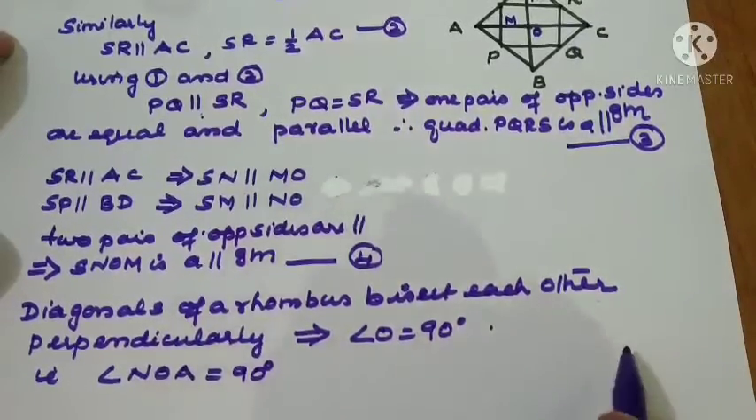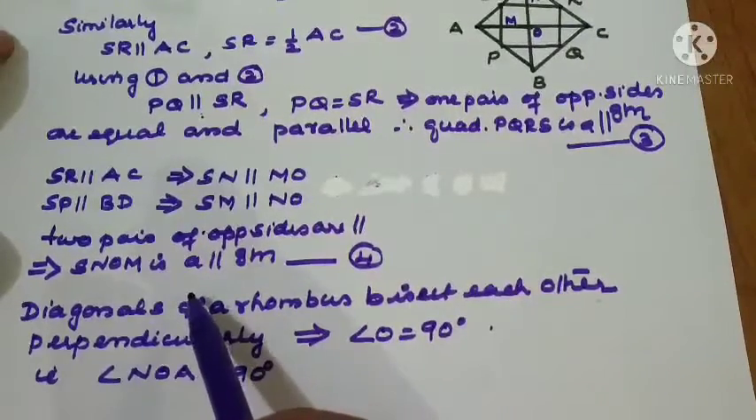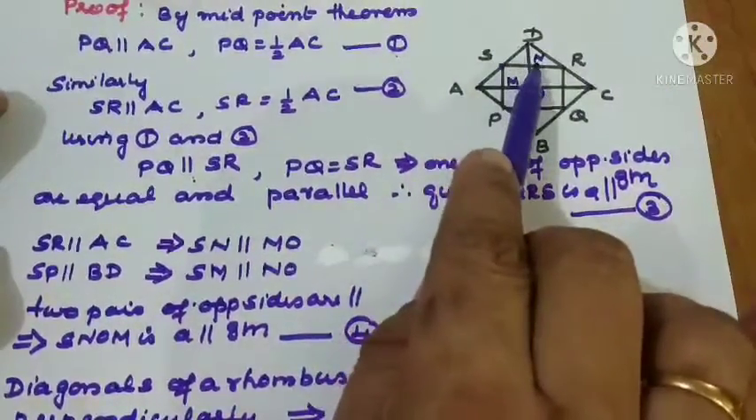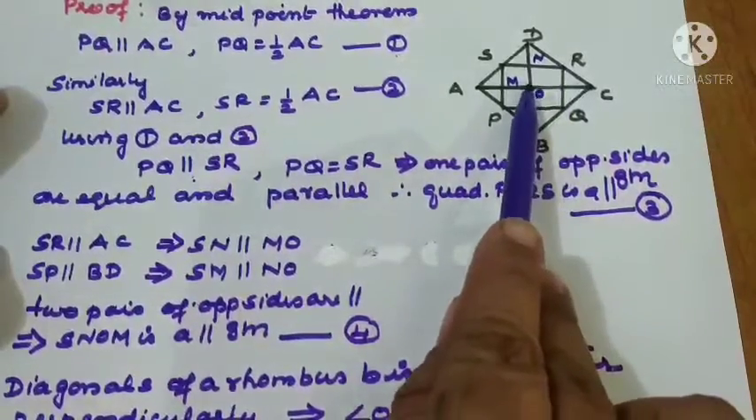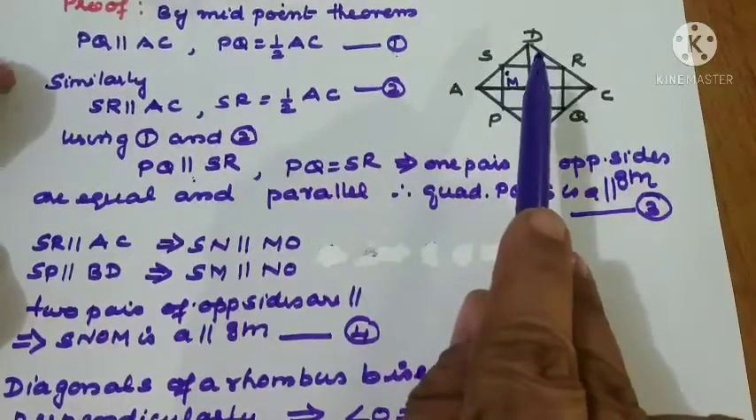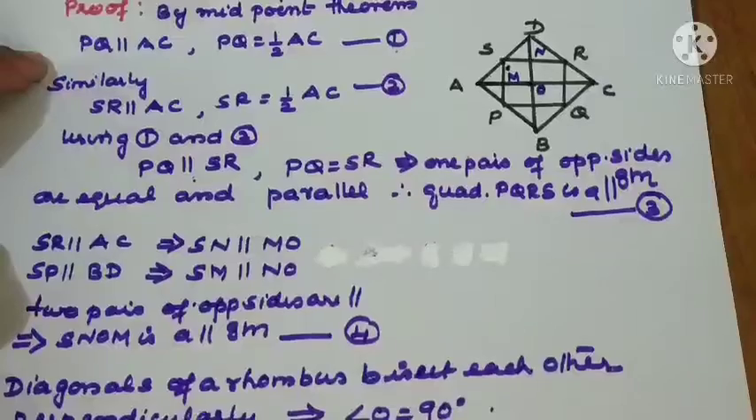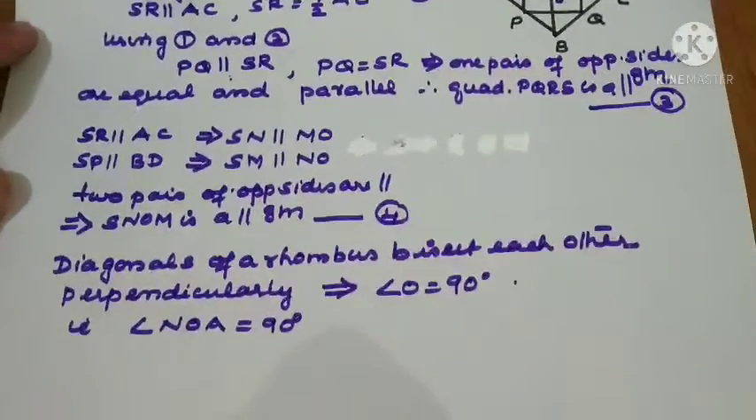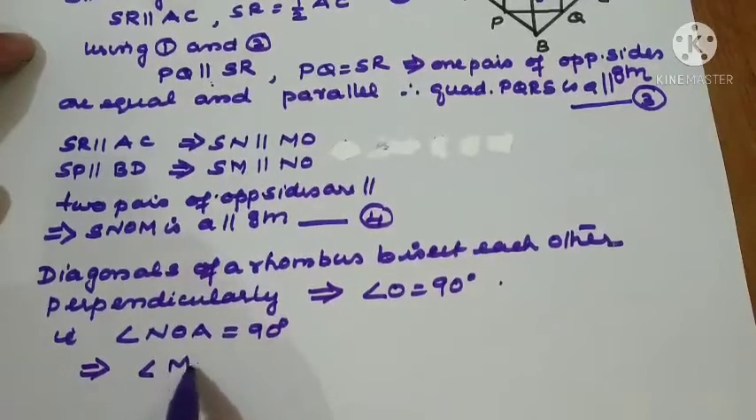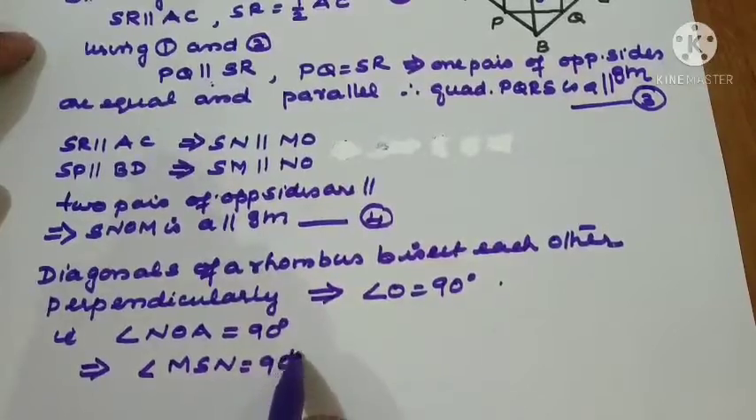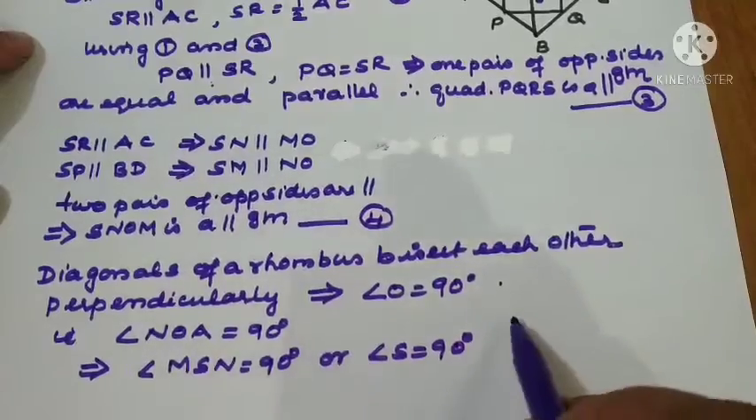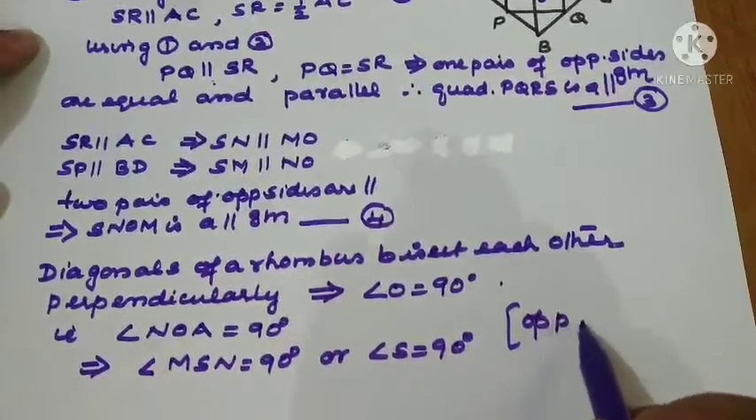Again, we have proved here SNOM is a parallelogram. Then in a parallelogram, opposite angles are equal. See the diagram once again. SNOM is a parallelogram. If it is 90 degree, then S also 90 degree. Which property? Opposite angles of the parallelogram are equal. So here we have written that angle NOA equal to 90 degree. That means from the diagram we can write that angle MSN equal to 90 degree, or angle S equal to 90 degree. Here what is the reason? We can write opposite angles of a parallelogram.